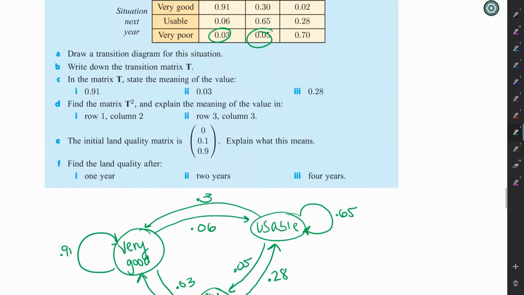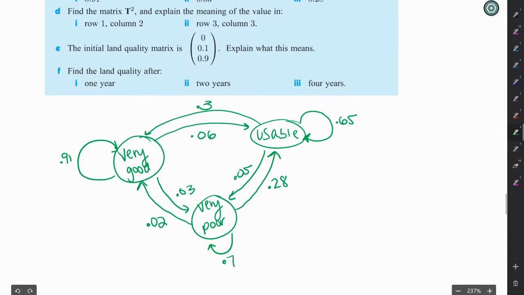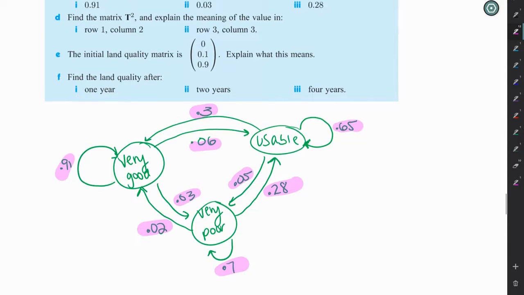So if you look, all of the arrows coming out of very poor should add up to 1, so I can double check myself. So I have a 0.7, a 0.28, and a 0.02. If I add those up, they do indeed give me 1, so I did it correctly. And we can double check for the other ones. 0.65, 0.05, 0.3, that adds up to 1, 0.91, 0.06, 0.03, that also adds up to 1, so I have put everything in the right spots.